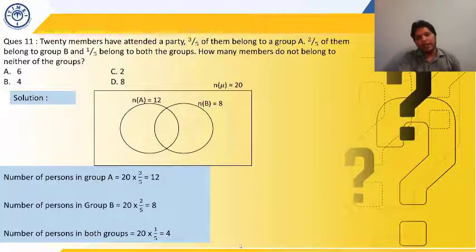4 plus 4 is 8, and 8 plus 8 is going to be 16. So 16 is the total number of persons who belong to either group A, group B, or both of them. And the total number of people is 20. So 20 minus 16 is 4, which is the number of people who belong to neither of the groups.